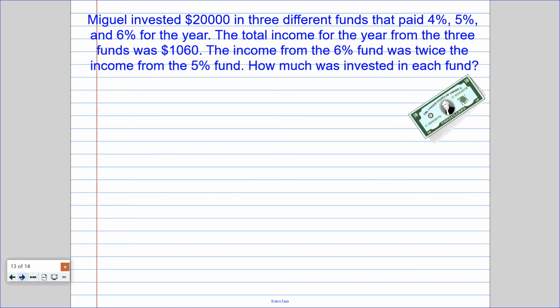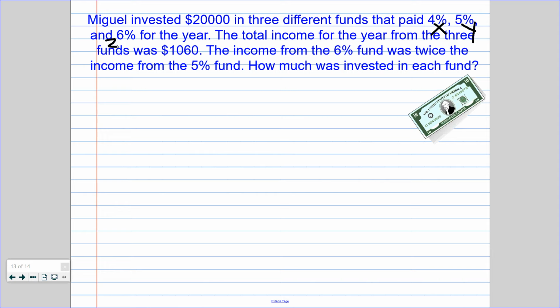Again, we don't have great variables to choose from here, so I'm just going to use x, y, and z. Let's see if this is going to write. There we go. X for the 4%, y for the 5%, and z for the 6%.